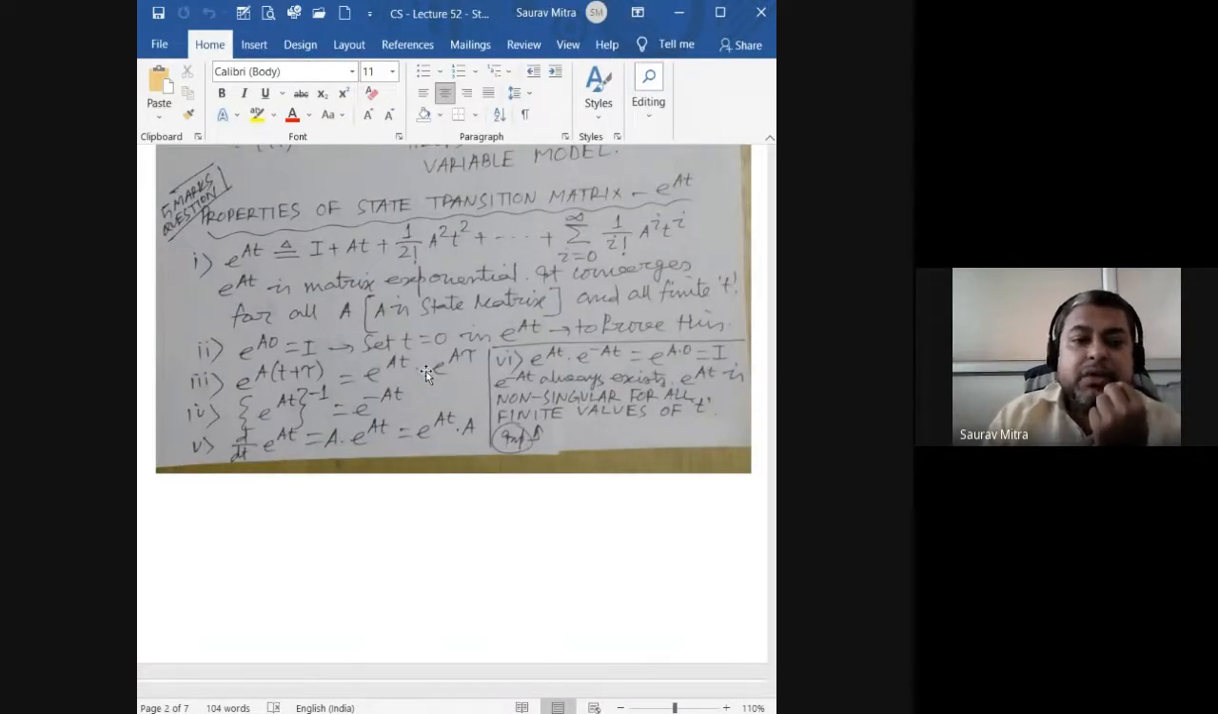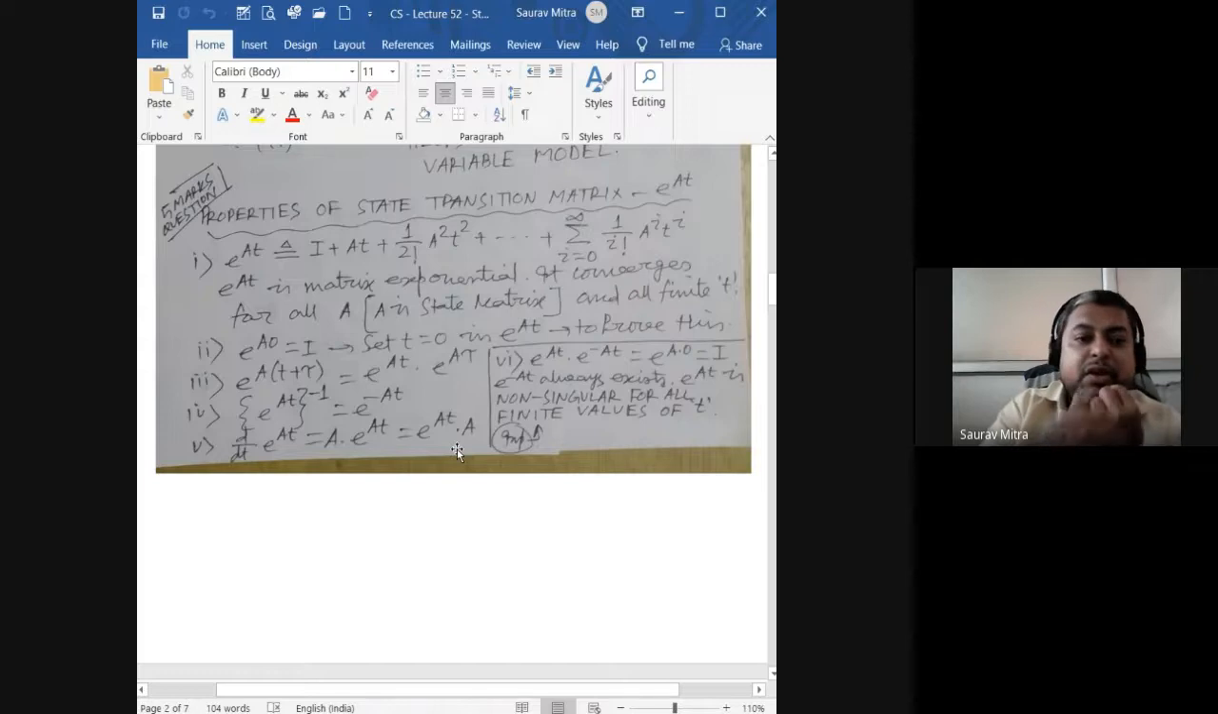Now e raised to At inverse also will be e raised to minus of At. If e raised to At is a two-dimensional matrix, e raised to minus of At will be a two-dimensional matrix. d/dt of e raised to At, very important thing. Differentiation of state transition matrix is equal to A into e raised to At or e raised to At into A. This you can do and you can find out.